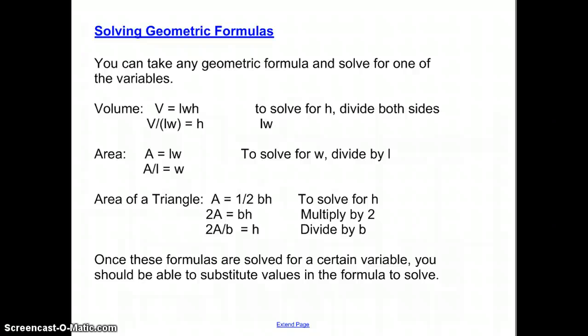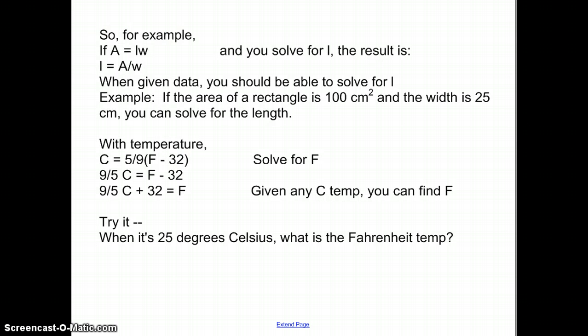And once you solve these for a certain variable, you can substitute any values in. So I could give you any dimensions of a figure, and you should be able to plug it in and solve for the variable we solved for. Okay, so let's take a look at this example. If the area is length times width, then we know length equals area divided by width. So if I give you the area of a rectangle is 100 centimeters squared, and the width is 25 centimeters, you should be able to solve for the length. You're going to substitute 100 for A and 25 for W and solve for L. So you should get that the length is 4 centimeters. Don't forget your units there.